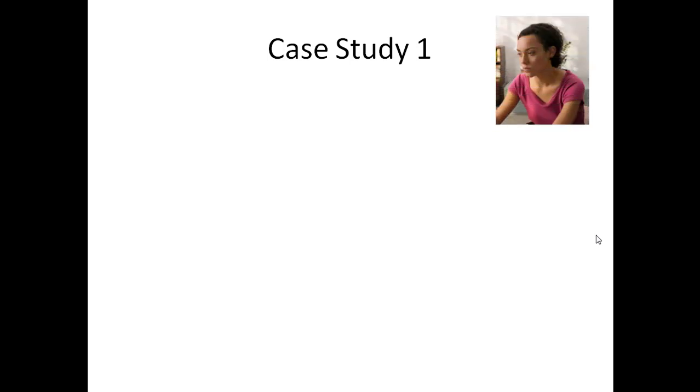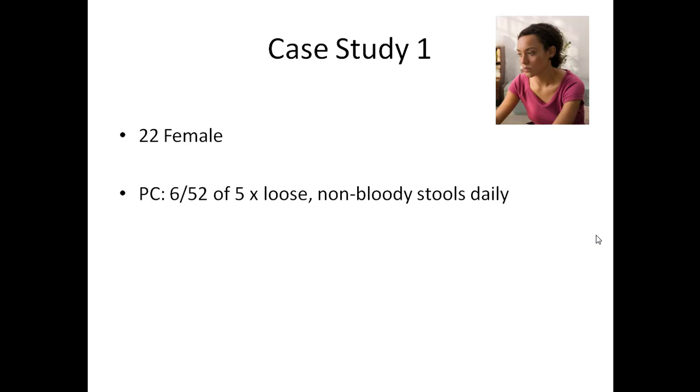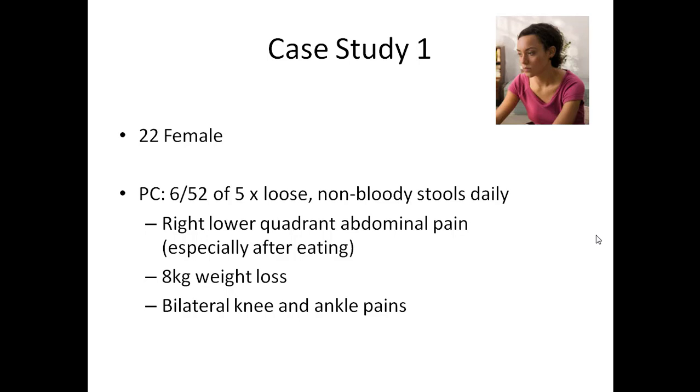Let's look at some case studies. Case study 1. We are presented in clinic with a 22-year-old female who is complaining of a 6-week history of 5 times a day of loose, non-bloody stools. She's got right lower quadrant pain, especially after eating, and also says that she's had 8 kilograms of weight loss over the past month. She also has bilateral knee and ankle pains.